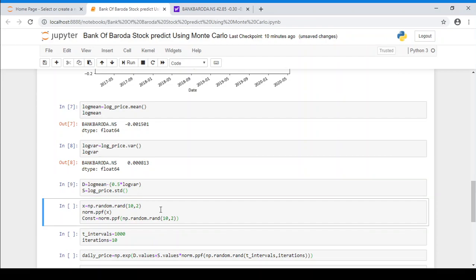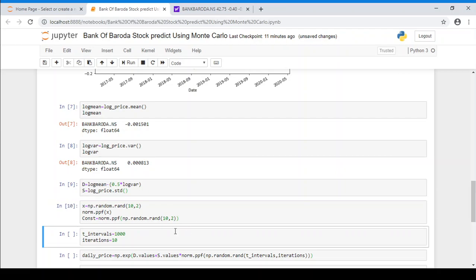Post that, now we are going to introduce the randomness, which is very important in the Monte Carlo simulation, because we want to find what is the maximum probabilities that we can see the stock price can fluctuate. So we have brought a constant x, finding the random on 10 by 2 one array, and then finding the ppf value of that and storing that back to the constant variable const.